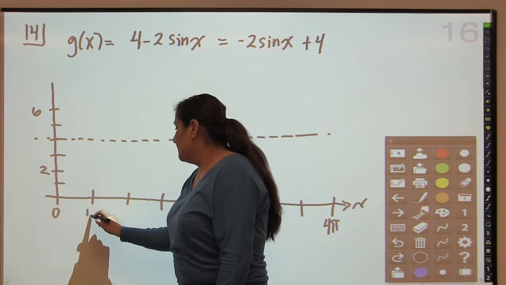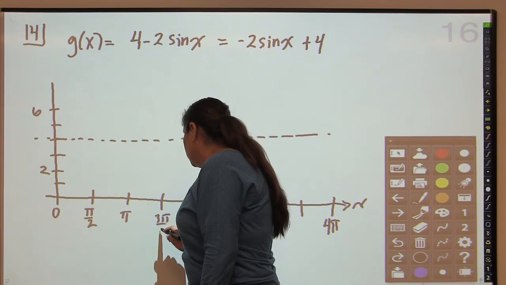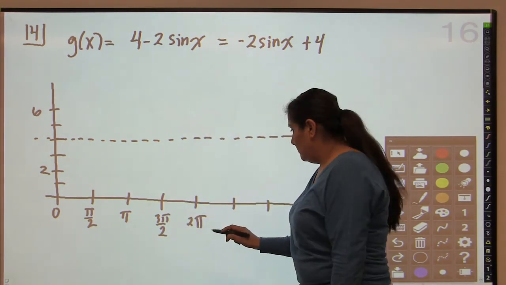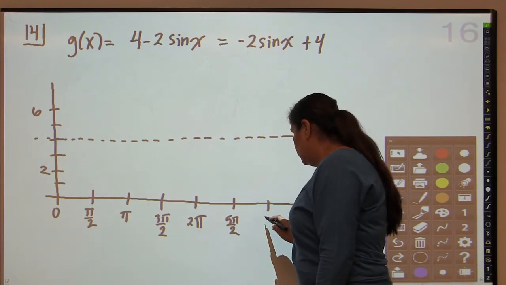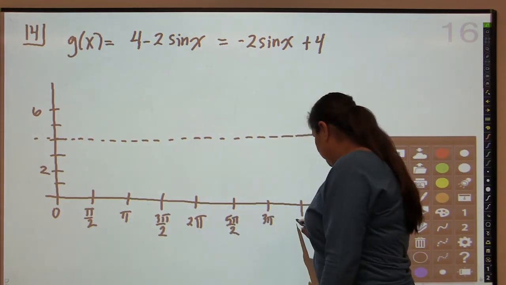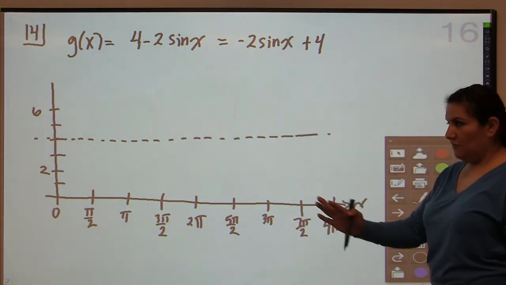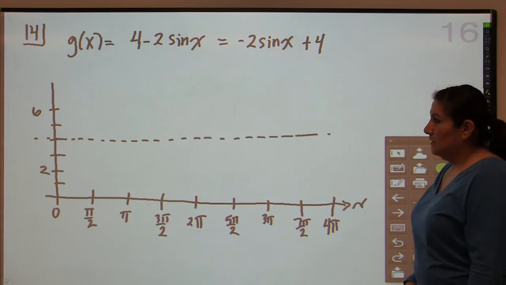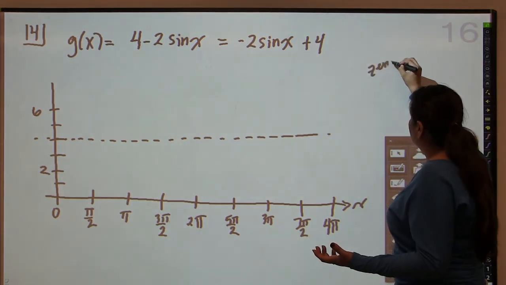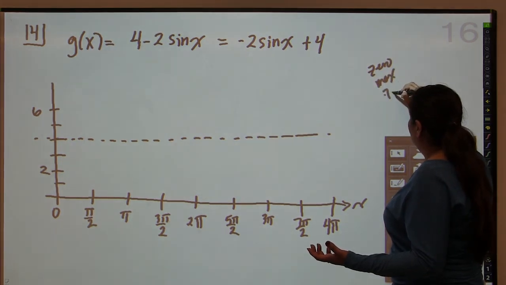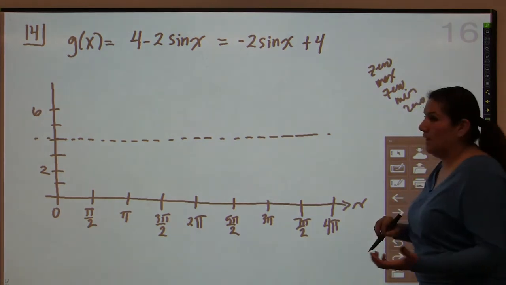So 0, pi over 2, pi, 3 pi over 2, 2 pi. Right? 5 pi over 2, 3 pi, 7 pi over 2, 8 pi over 2, or 4 pi. And we filled all that in. Now, the sine curve, we said earlier, is always 0, max, 0, min, 0, right?